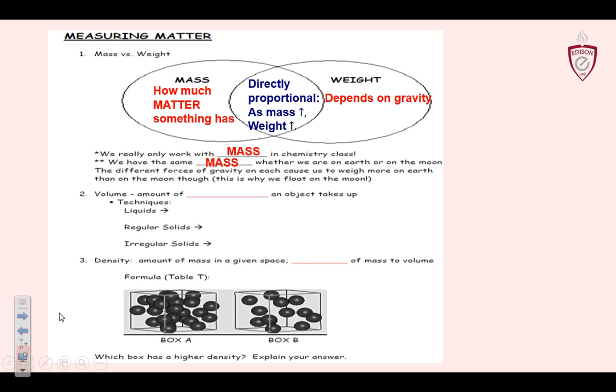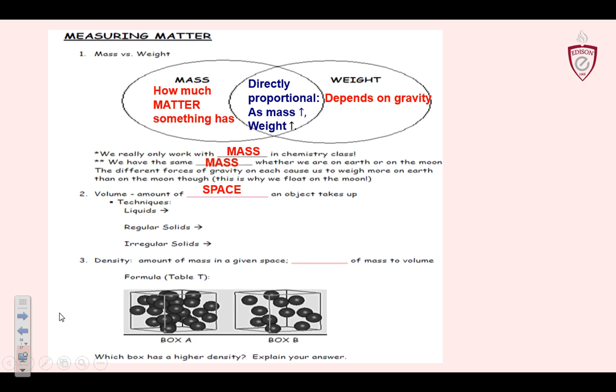We have the same mass whether we're here in outer space or on the moon because we have the same number of atoms in us. I didn't lose an arm to become lighter on the moon. I still have my arm. The atoms in my arm are still there. The gravity on the moon is just less, so I don't weigh as much.